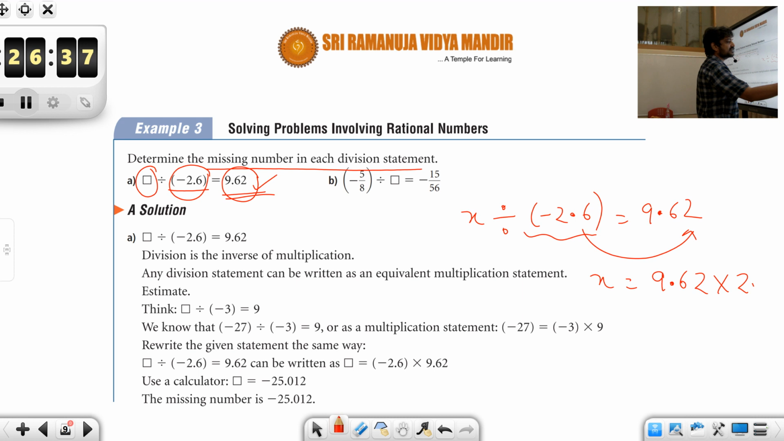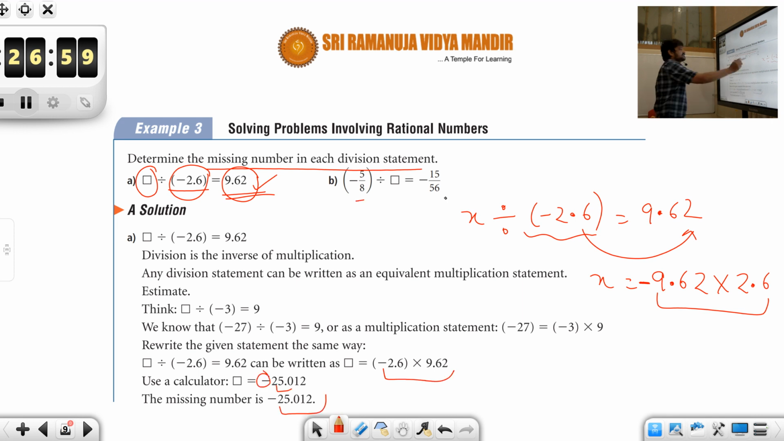And now you know how to multiply two decimal numbers. Okay, students. So try to multiply two decimal numbers, and since the answer is negative, you will be getting 25.012 as the missing number. Okay, so let's look at another example.